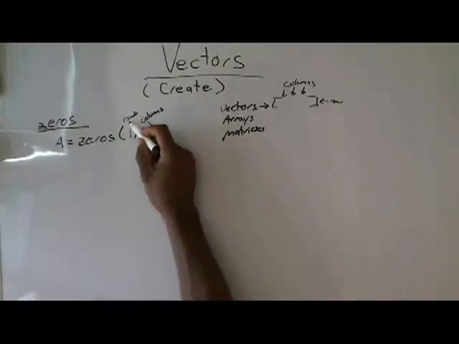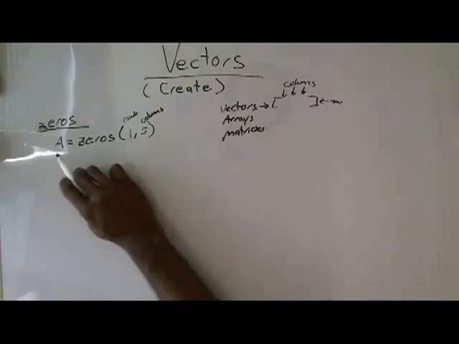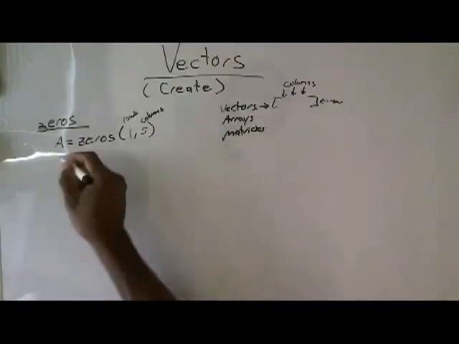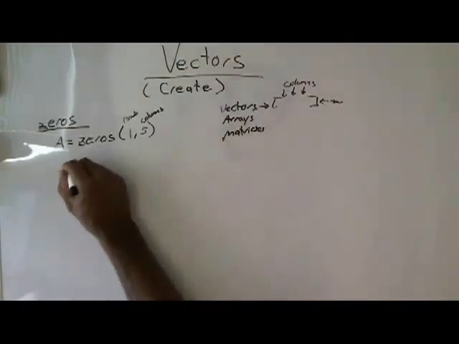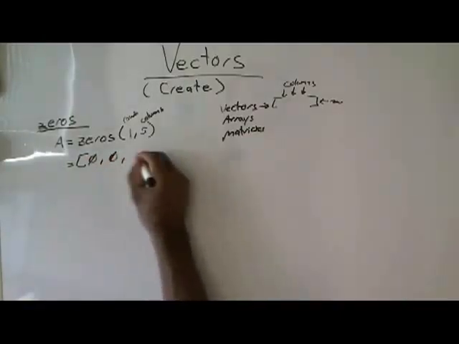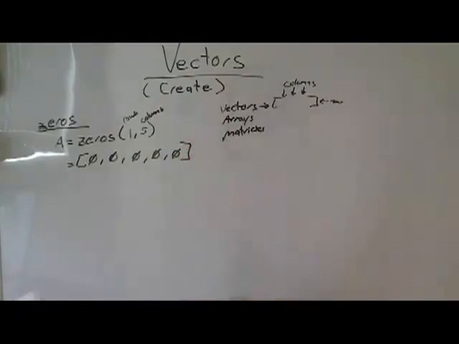So a vector only has one row. And if we wanted this particular vector A to have 5 zeros, then we do one row and 5 columns, and then it would fill it with zeros. So this would actually result in A looking like this. Okay.